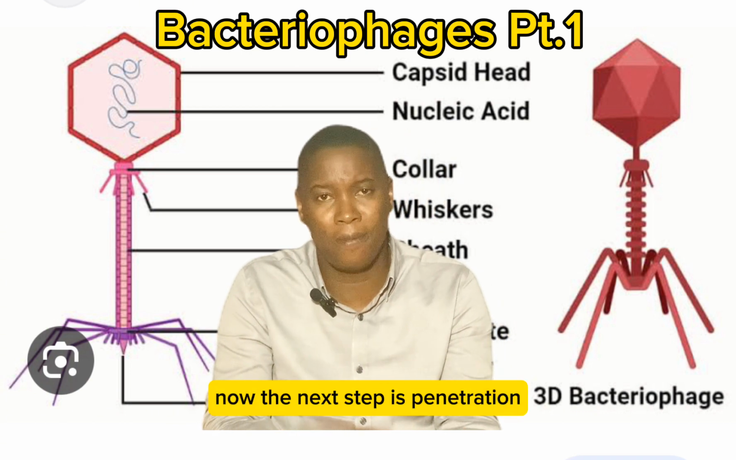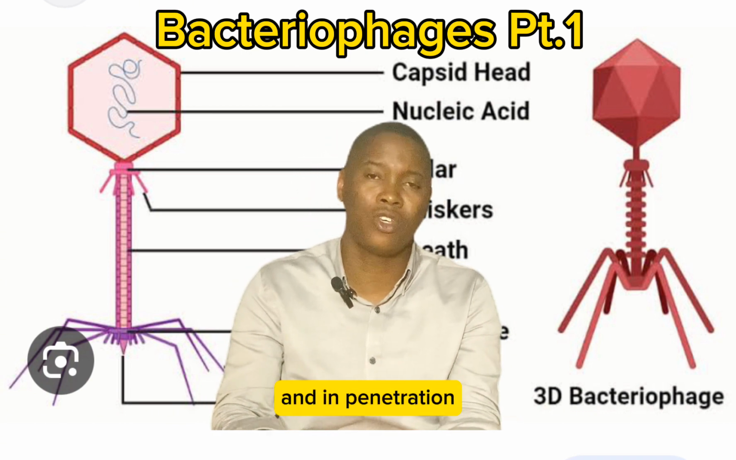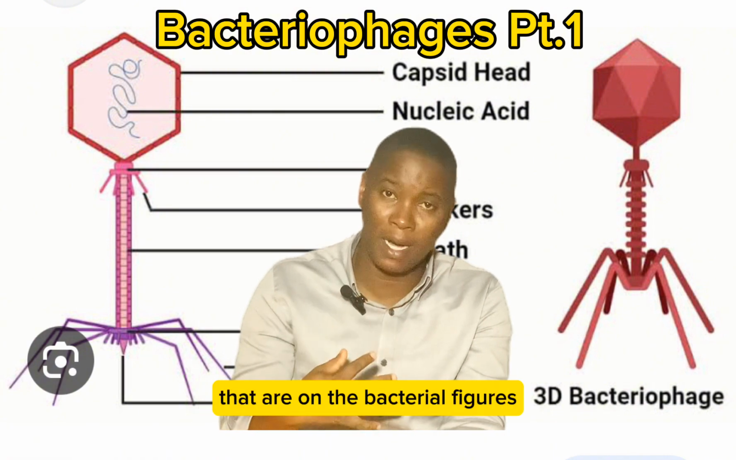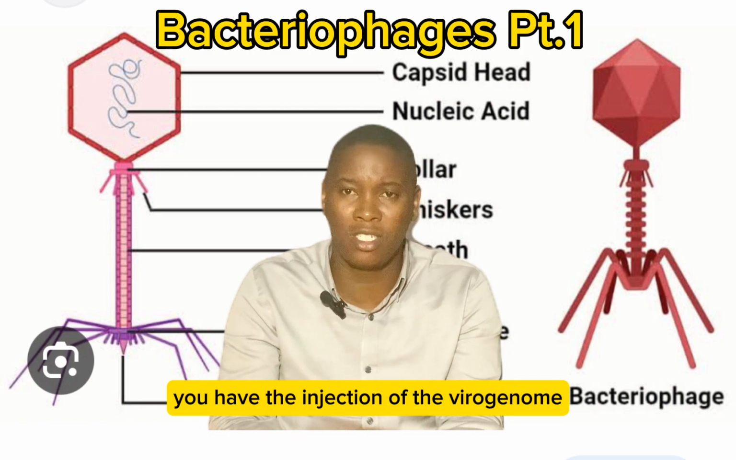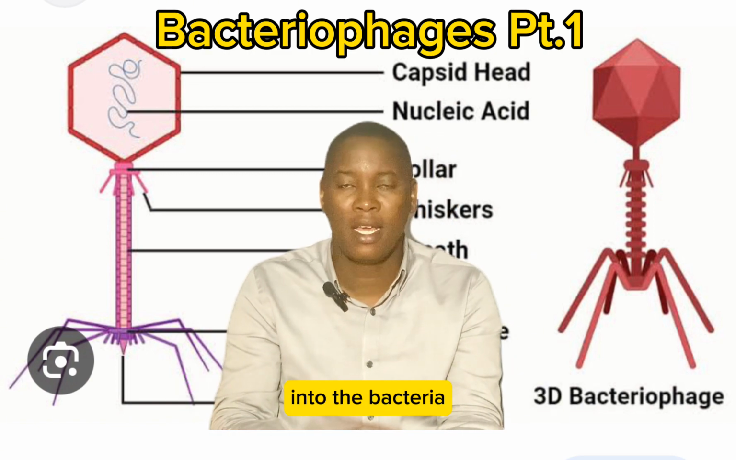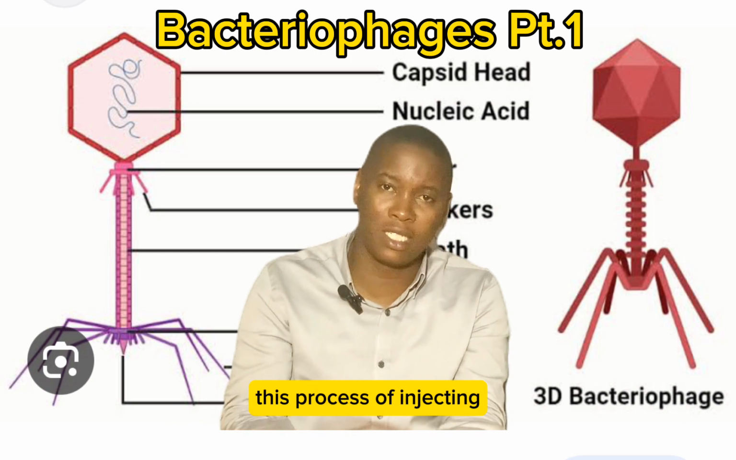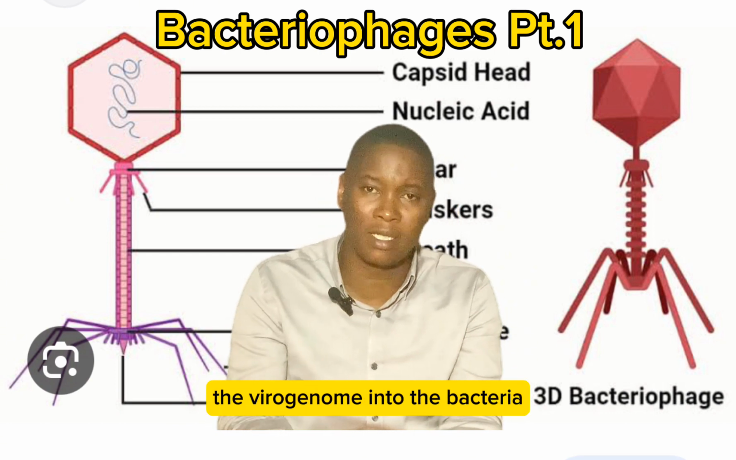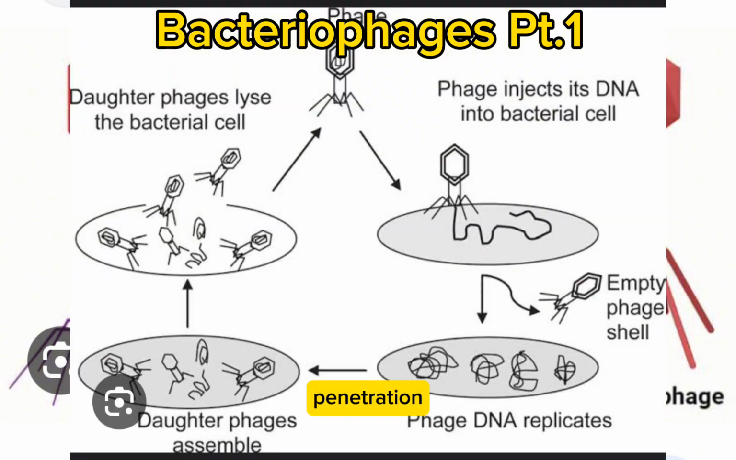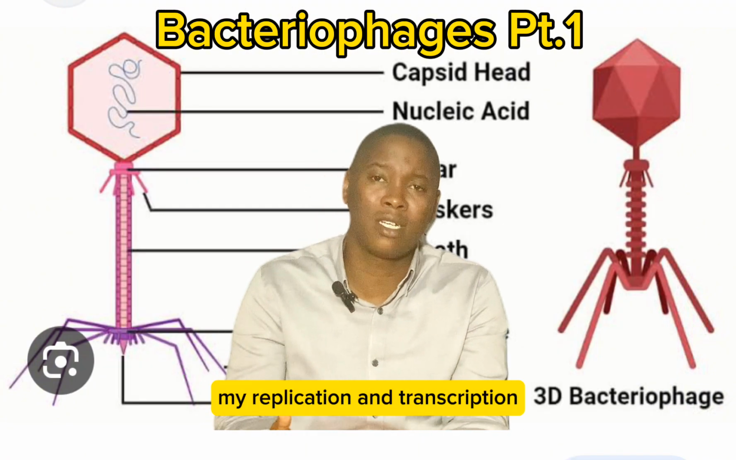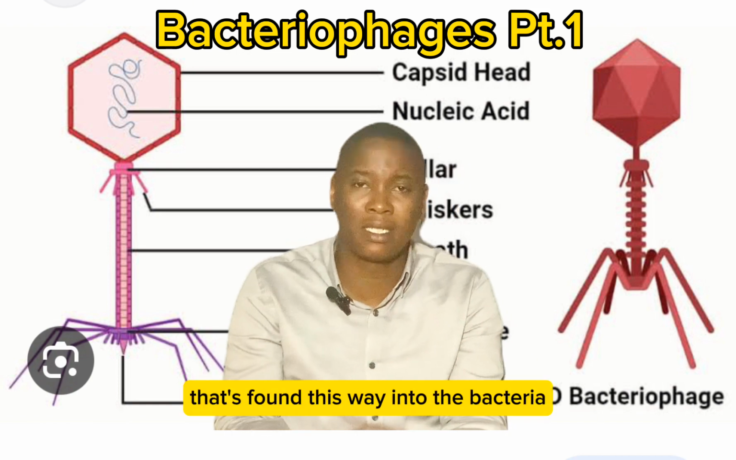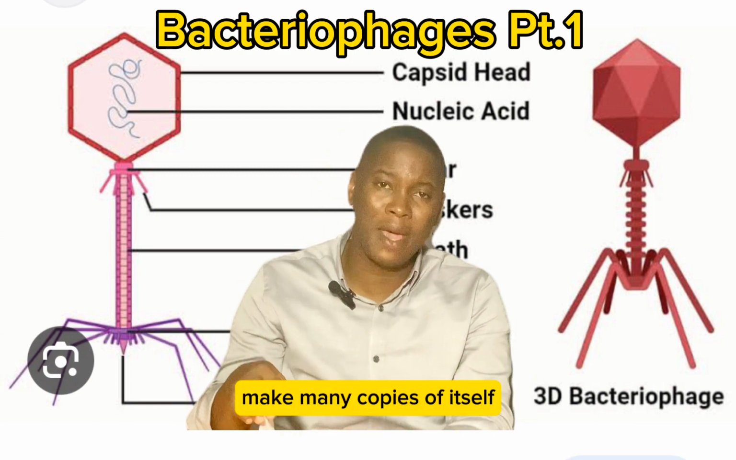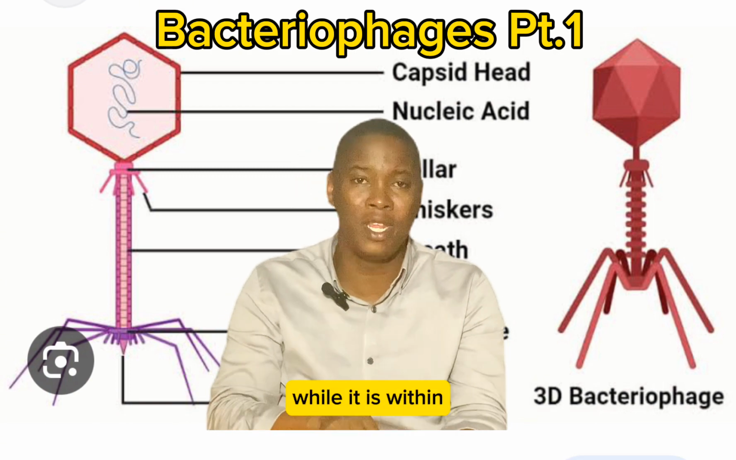Now the next step is penetration. In penetration, you have the base plates on the bacteriophage coming down, and through the base plates you have the injection of the viral genome into the bacteria. This process of injecting the viral genome into the bacteria is what we call penetration. Now, after penetration, we have replication and transcription. In replication and transcription, the viral genome that has found its way into the bacteria begins to replicate, making many copies of itself while it is within the bacteria.